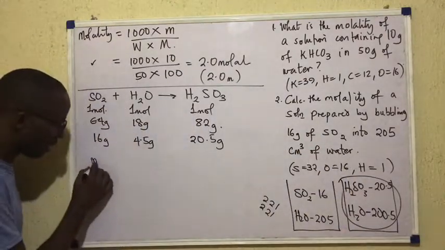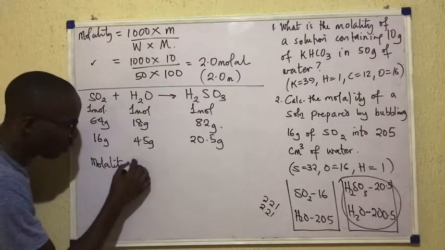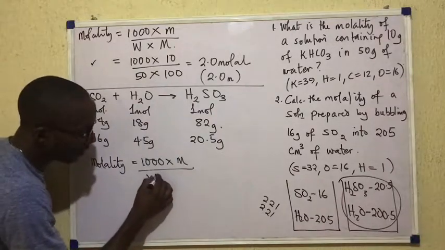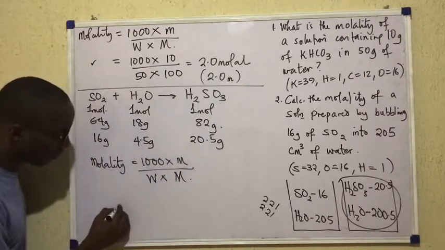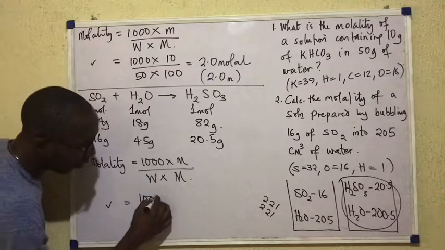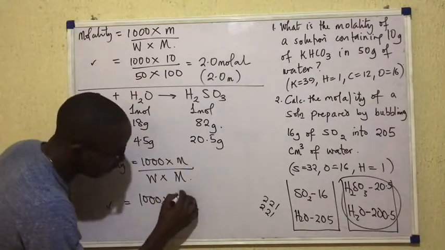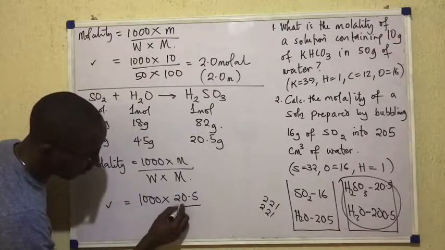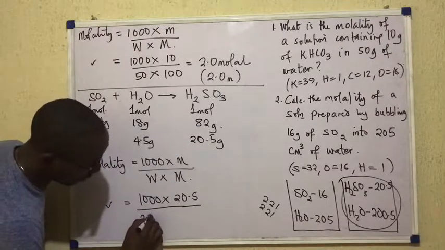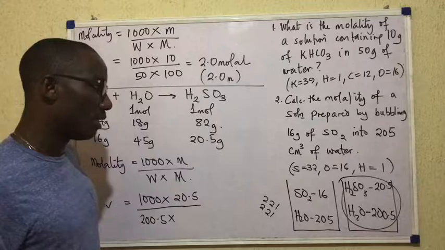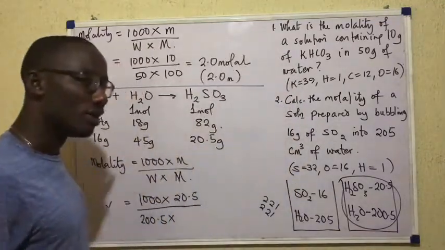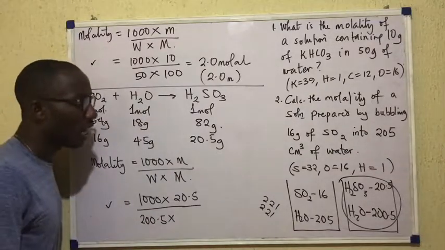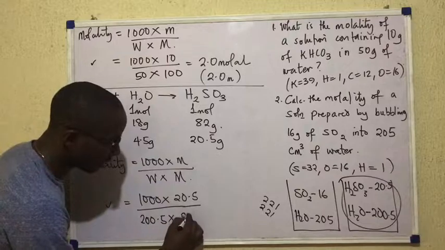So the molality now, molality will be equal to 1000 times mass of solute over mass of solvent times molar mass of solute. So the molality becomes 1000 times the mass of solute is 20.5 divide mass of solvent, so W there is for solvent, so we have 200.5, and then finally the molar mass of the solute. Remember, our solute is no longer SO2 but H2SO3, and if you calculate its molar mass, you get it as 82.